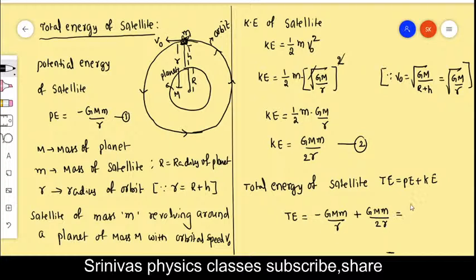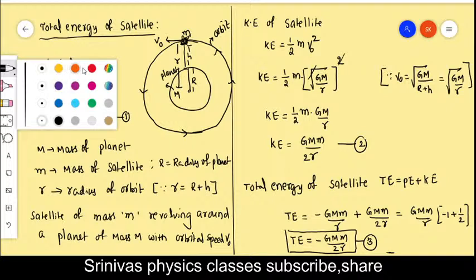Now, if we simplify this, we can take GMm by r common. You will get minus 1 plus 1 by 2. If you simplify this, minus 1 plus 1 by 2, you will get minus 1 by 2. That means the total energy is minus 1 by 2 into GMm by r, that is, minus GMm by 2r. This is the formula for the total energy of a satellite. We have derived the potential energy, kinetic energy and total energy formulas.